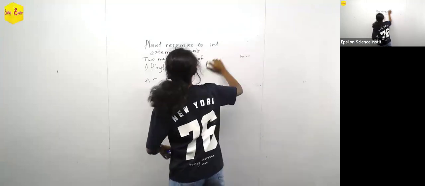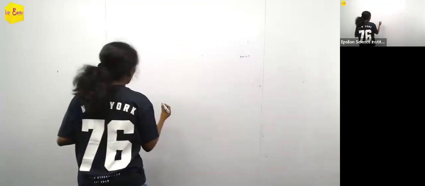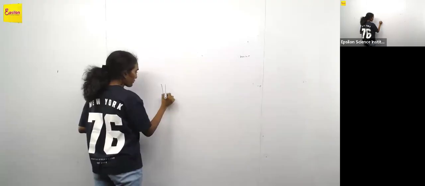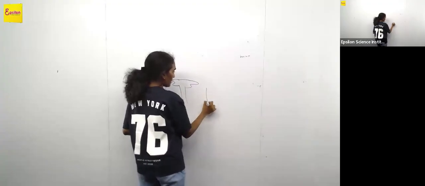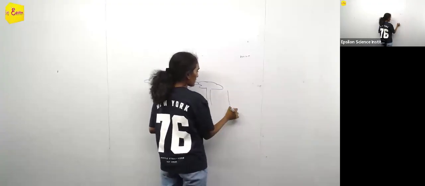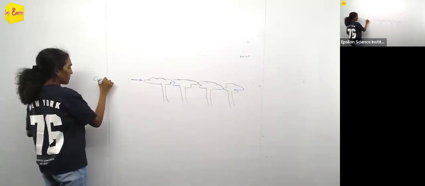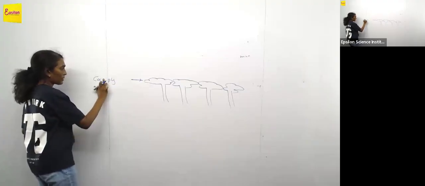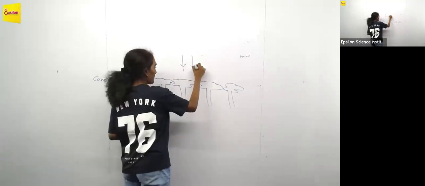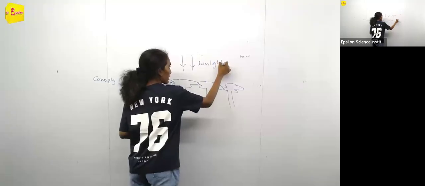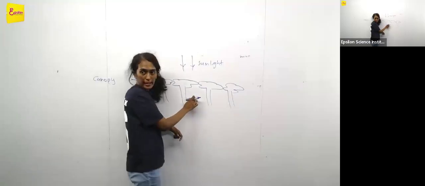Right. Now this is the forest. The canopy means same-sized trees making the canopy like this. So here is the canopy, right? So the canopy gets sunlight. Sunlight is coming here. The canopy is absorbing red light and allowing far red light to go inside.